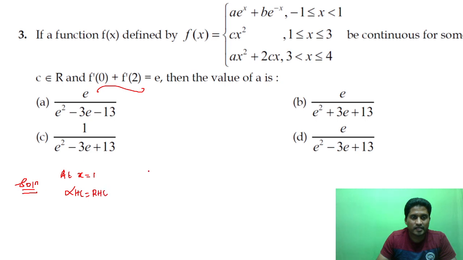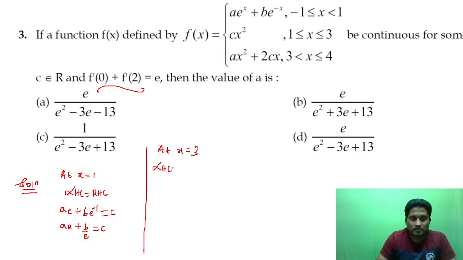So if I substitute at x is equal to 1, you will get this as Ae plus B into e to the power of minus 1, okay, is equal to right hand limit, if I put 1, you get C. That's right. So this is equal to Ae plus B by e is equal to C. Okay, and at x is equal to 2, at x is equal to 3, again left hand limit is equal to right hand limit.